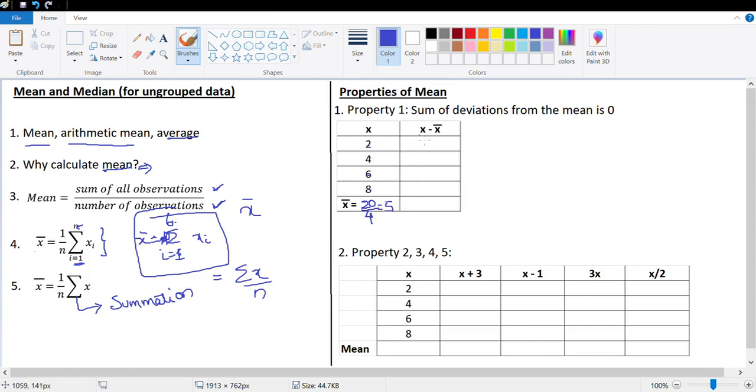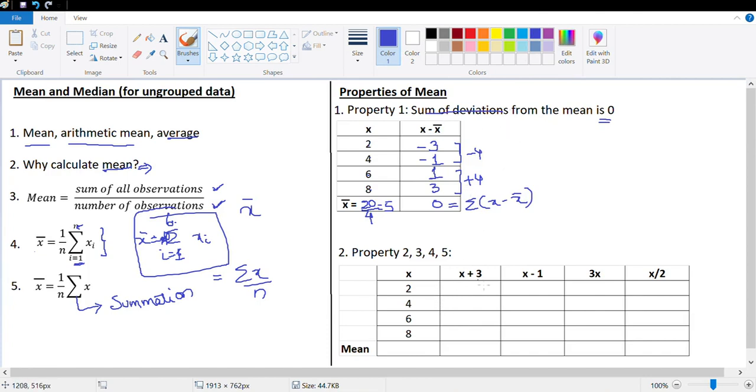Now let's calculate the observation minus mean. So 2 minus 5, that's negative 3. 4 minus 5, that's negative 1. 6 minus 5, that's 1. 8 minus 5, that's 3. Let's add the negative numbers together. That's negative 4. Let's add all the positive numbers together. Positive 4. This is 0. So let's write it here. This is equal to summation of x minus x bar, which means the sum of deviations from the mean is always 0. That's the first property. Let's look at the next properties.